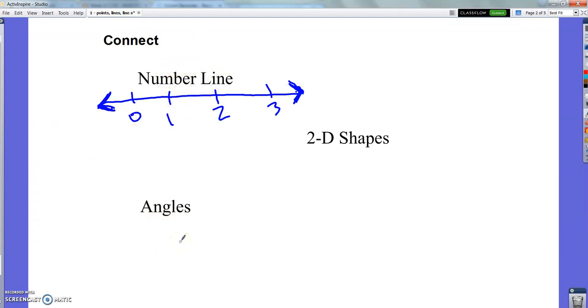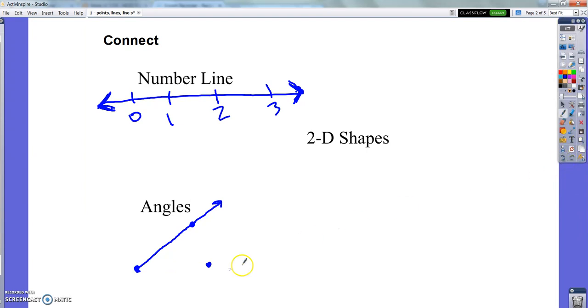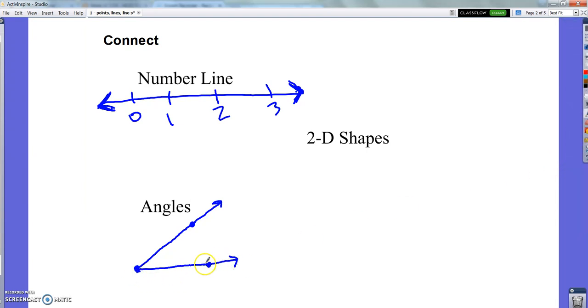Angles, we've been talking about angles a lot lately, and you'll notice we usually draw angles like this. We draw a point, point, point, and then we draw what's called a ray from the vertex through the other point, and we make our angles like this. I want to remind you of that because we're going to be talking about points and rays today.